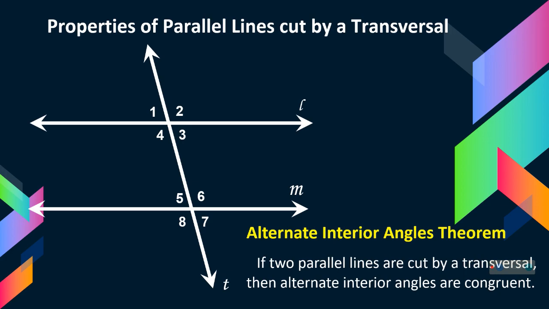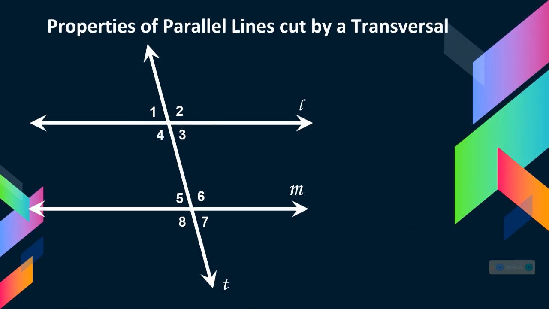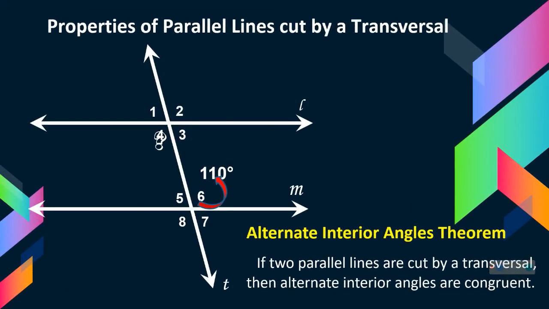The first one is about the alternate interior angles. We have the alternate interior angles theorem wherein if two parallel lines are cut by a transversal, then alternate interior angles are congruent. As you have seen, we have here the examples of alternate interior angles: angle 4 and angle 6, then angle 3 and angle 5. So what if you are given angle 6 with a measure of 110 degrees? What do you think is the measure of angle 4? That's correct. We also have 110 degrees.